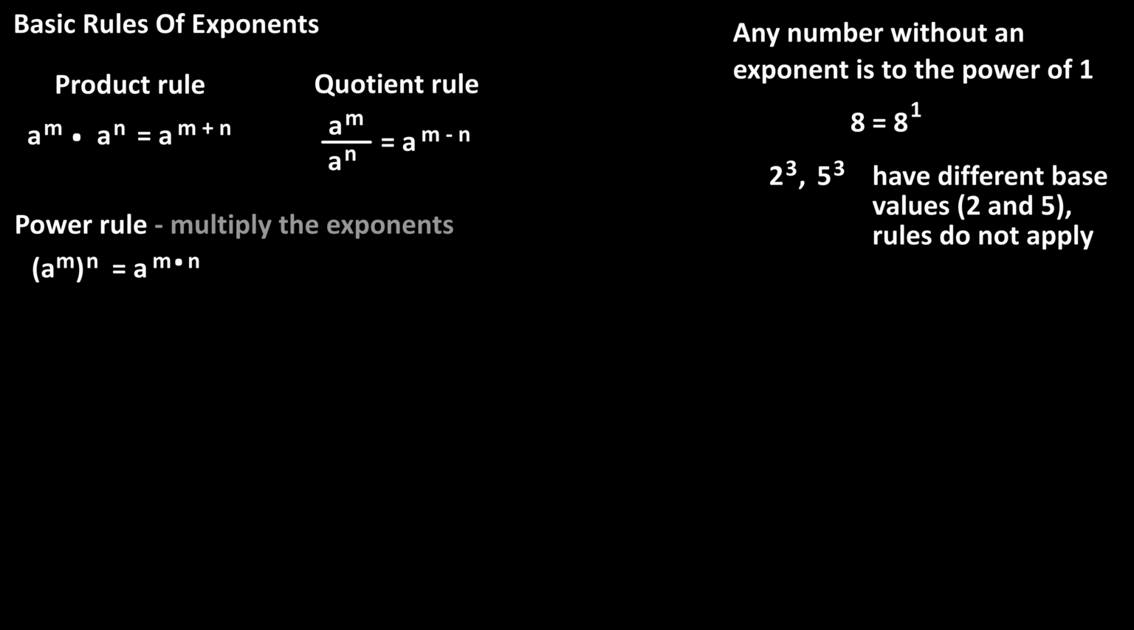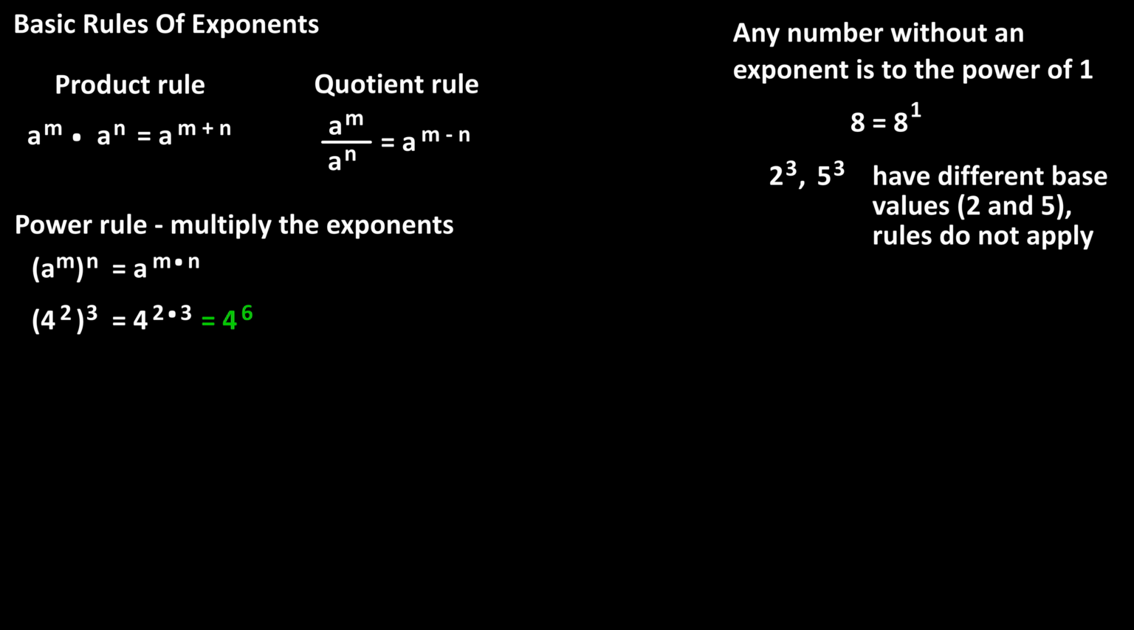So in this case, we multiply the exponents. For instance, the quantity 4 raised to the 2 raised to the 3. Using the power rule, we multiply the exponents. 2 times 3, which equals 6. So the final answer is 4 raised to the 6.